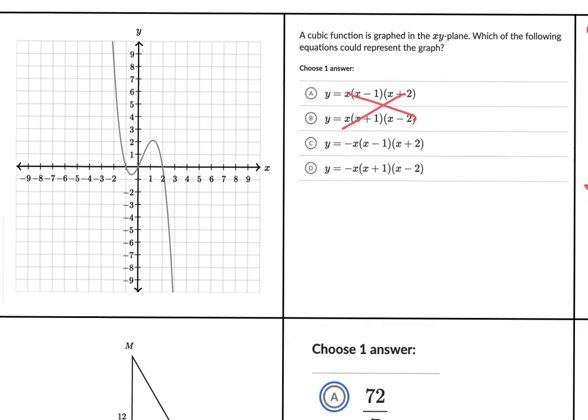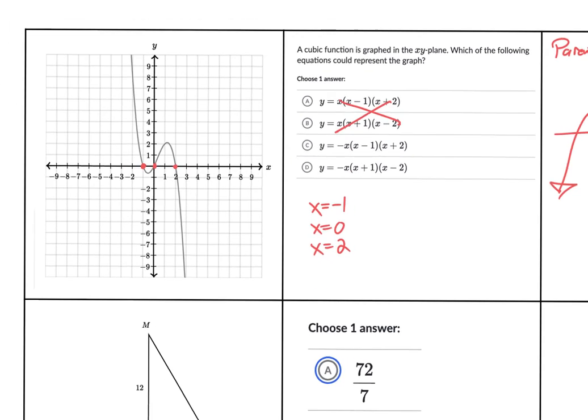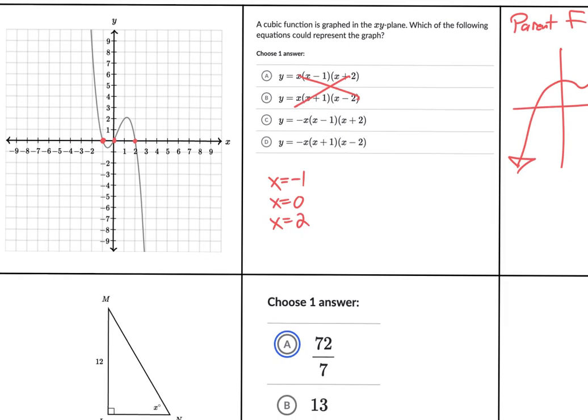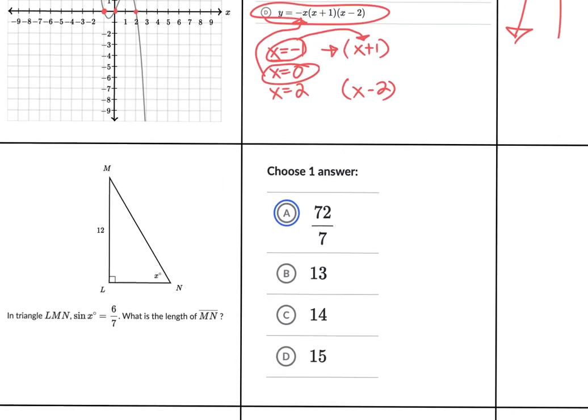And then we look at the roots. So here we have x equals -1, x equals 0, and x equals 2. So what that means is I've got x equals 0 corresponds to the negative x out front, and the x minus 1 corresponds to x plus 1, and the x equals 2 is x minus 2. So our answer is D. Remember, the x-intercepts, solutions, or roots change signs when they go to the factors.